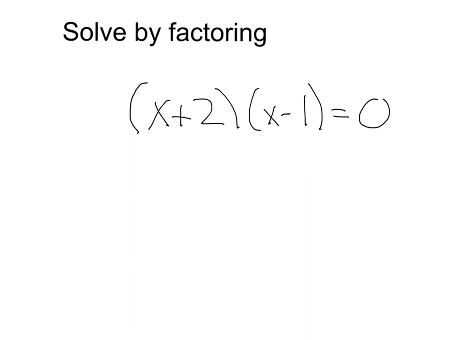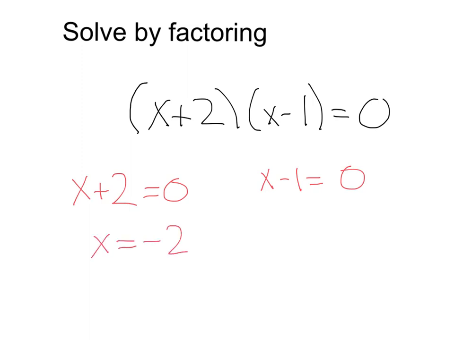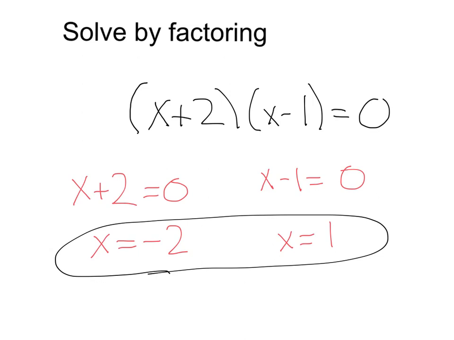So whenever we have two factors, all you have to do is set each factor, x plus 2 equals 0, and x minus 1 equals 0. Set each factor equal to 0, and then solve for x. So here, if we subtract 2 from both sides, we'll get x equals negative 2, and here we'll get x equals 1. And that's going to give us both of our answers.